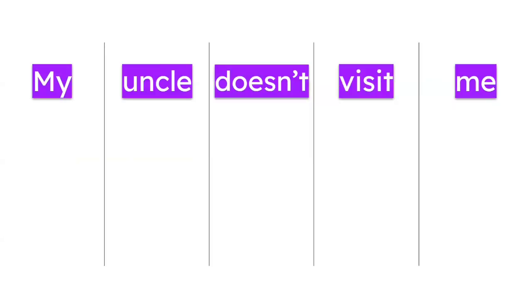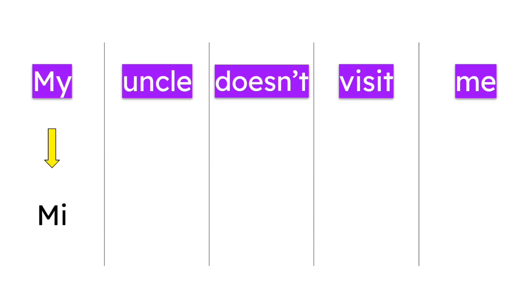The next one, a negative statement. My uncle doesn't visit me. My uncle doesn't visit me. Okay, you've got, again, 10 seconds. Tres, dos, uno, time's up. Okay, this time we have uncle. Uncle is singular, so that means that my is just mi.